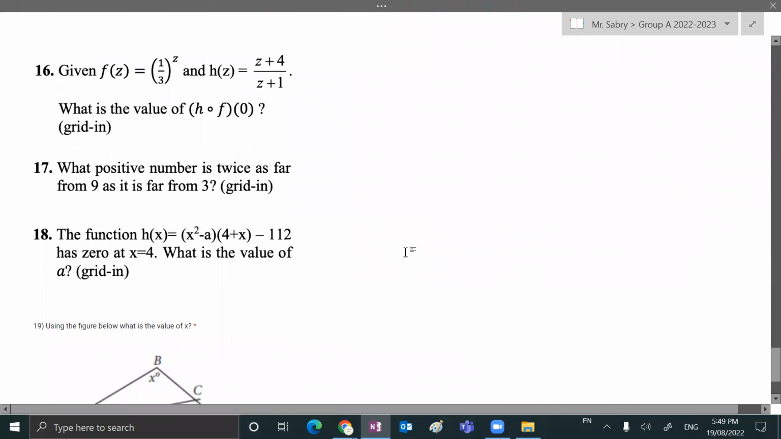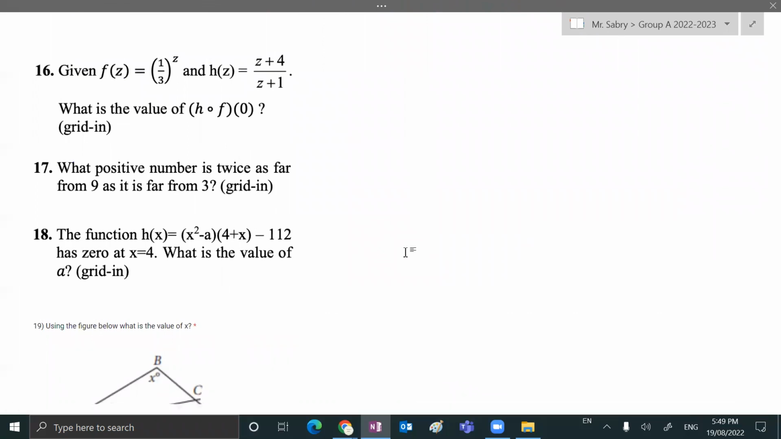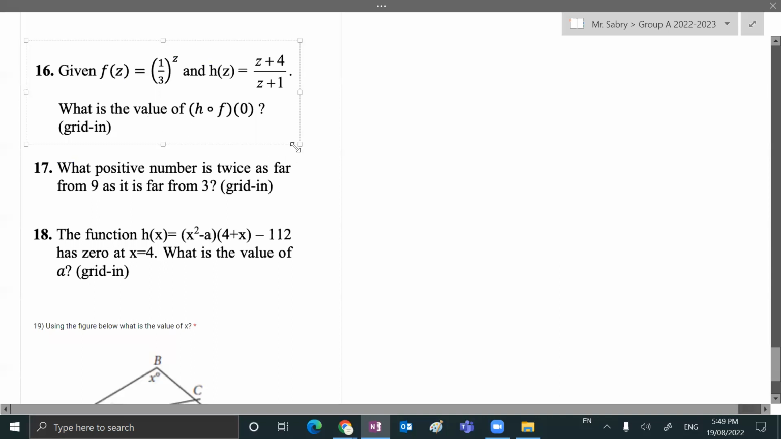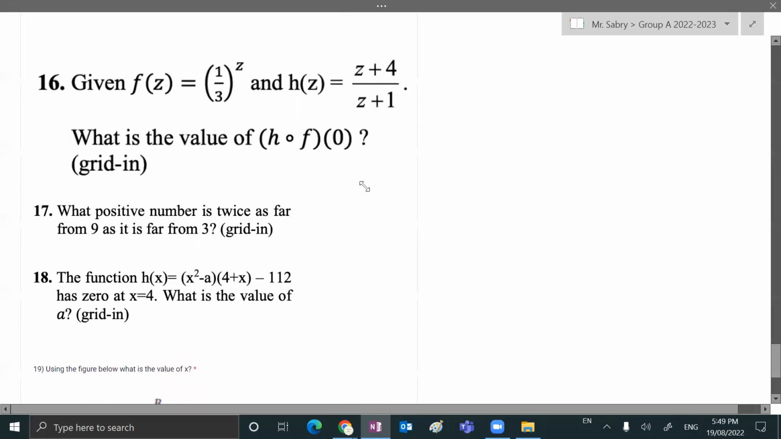Now 16, 17, 18, and 19, and 20, they all were grid-in questions, which means there were no choices there. Now let's quickly see how they solve. You asked here for what's the value of h, and then this sign, and then f, and then 0. What does that mean? It means we need to find h of f of 0.